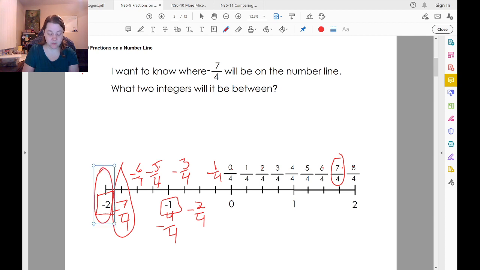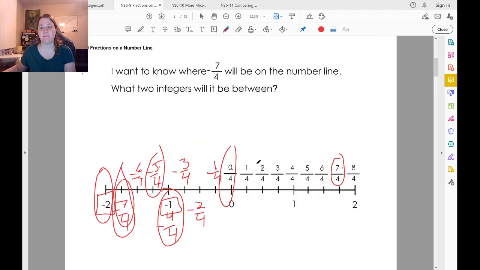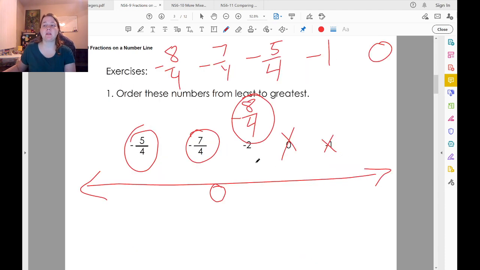-8/4, -7/4, -5/4, -1, 0. We put those in the right spot. Now, something that we do need to remember is that we weren't given -8/4, so we can't put that answer. We have to remember the original number, which was -2.